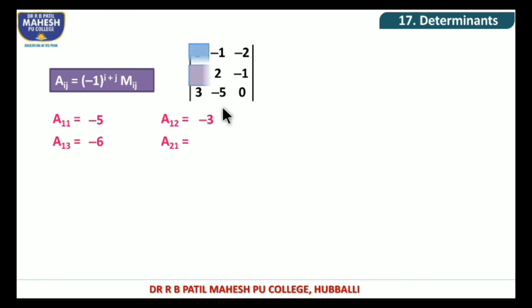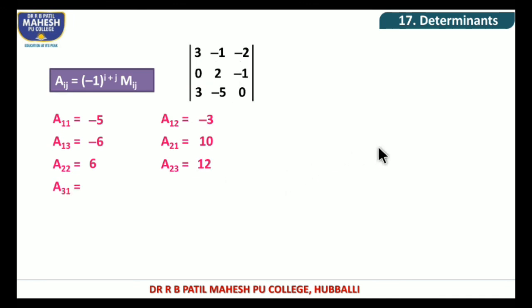Similarly, for A21 we have the sign minus and it is here 0 minus of plus 10, that is minus 10, so it is plus 10 only. And for A22 we have the sign plus and it is here 0 minus of minus 6, it is plus 6, therefore it is plus 6 only. And for A23 we have the sign minus and it is here minus 15 plus 3, that is minus 12. So minus of minus 12 is plus 12.